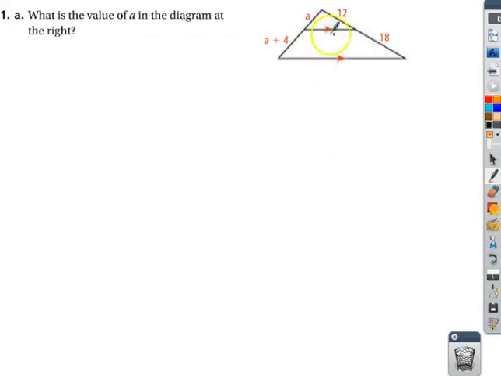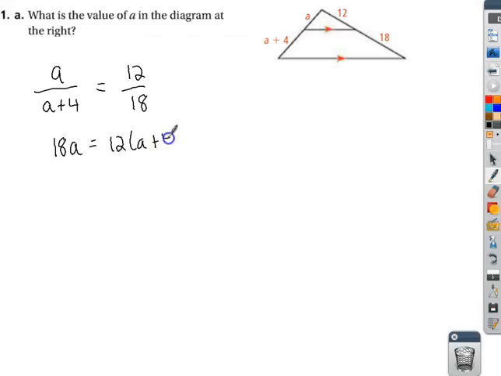I'm going to start out by recognizing that these lines are parallel. So these line segments form a proportion. I'm going to write my proportion as A over A plus 4 is equal to 12 over 18. I'm going to cross multiply. And so when I cross multiply, that's going to give me 18A is equal to 12 times A plus 4. I'll distribute. And when I distribute, that gives me 12A plus 48. I'll subtract 12A from both sides and get 6A. Then I'll divide both sides by 6, and A comes out to be 8.